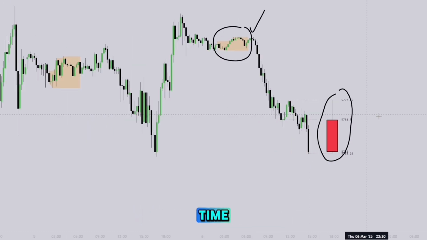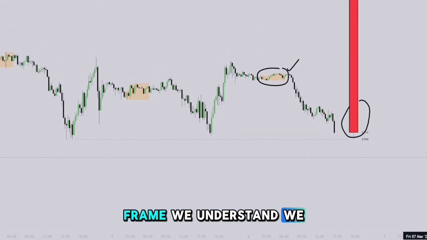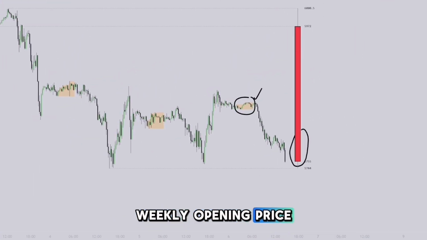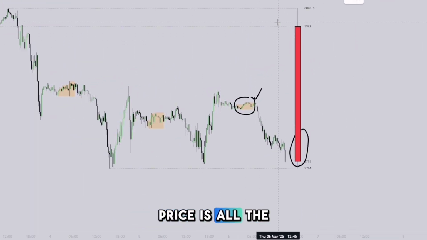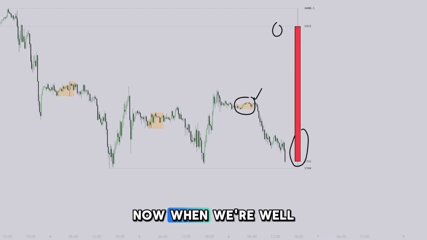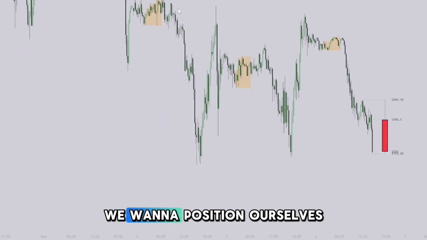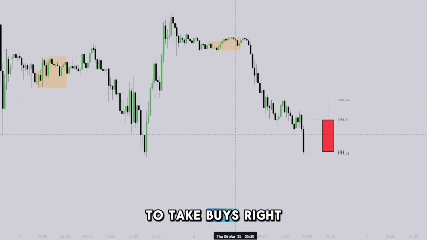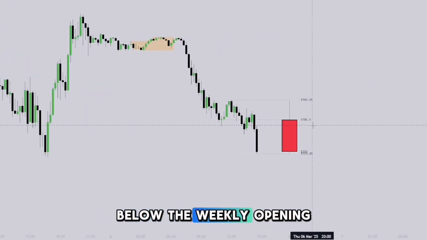On the weekly time frame, we understand we are heavily below the weekly opening price. The weekly opening price is all the way up here, so we are well below it. Now, when we're well below the weekly opening price, we want to position ourselves to take buys. We want to be buying below the weekly opening price.